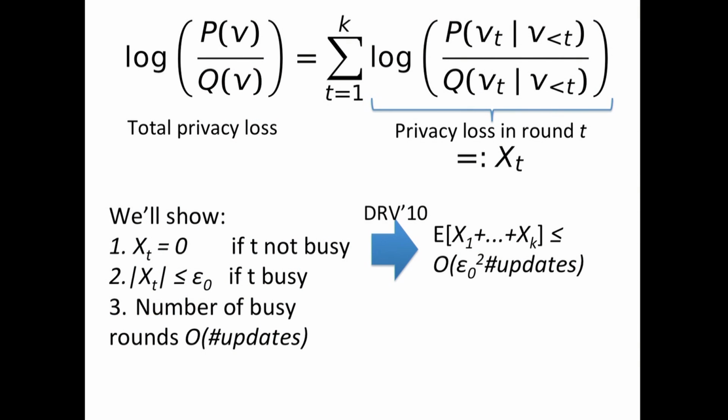So it's linear in the number of updates multiplied by epsilon 0 squared. Okay, so it depends only as a square of the local privacy parameter. So just think of this as being very small. This will be small enough for us.